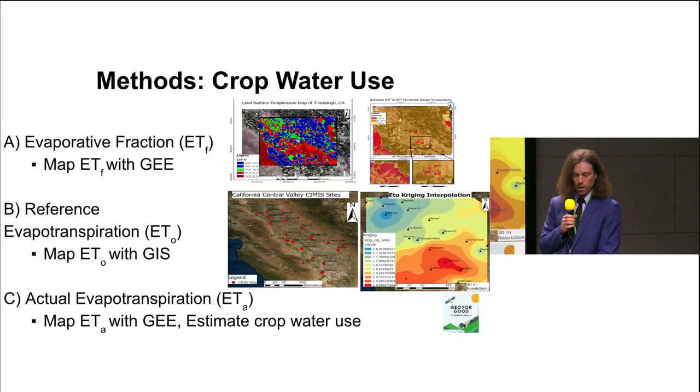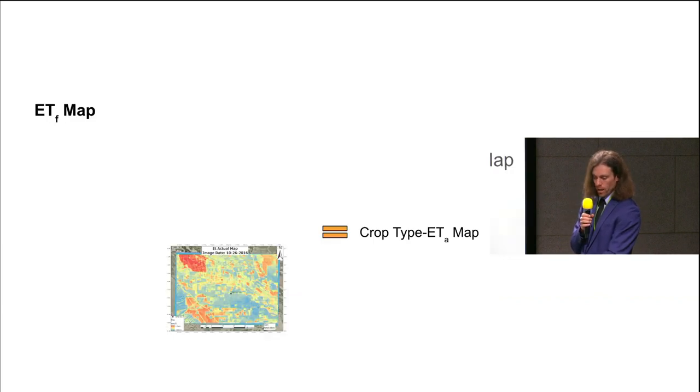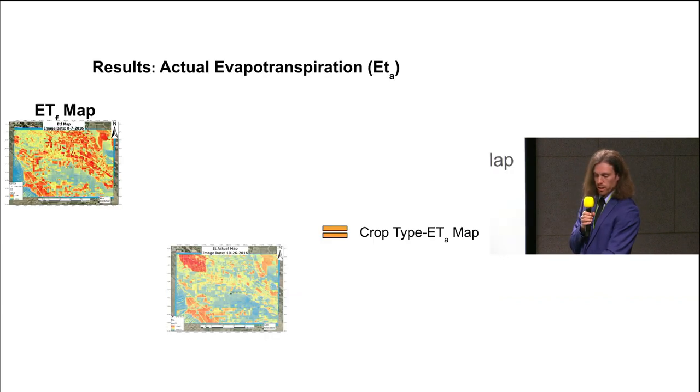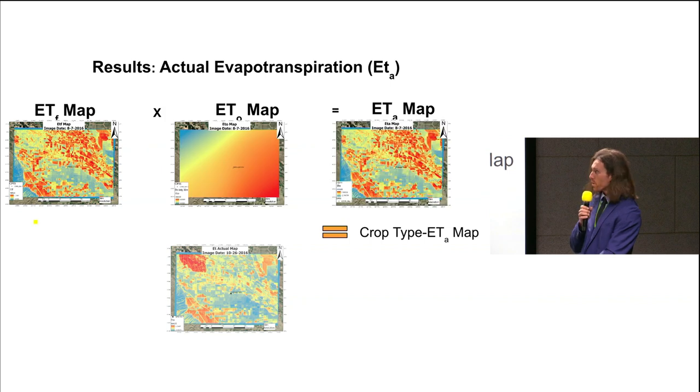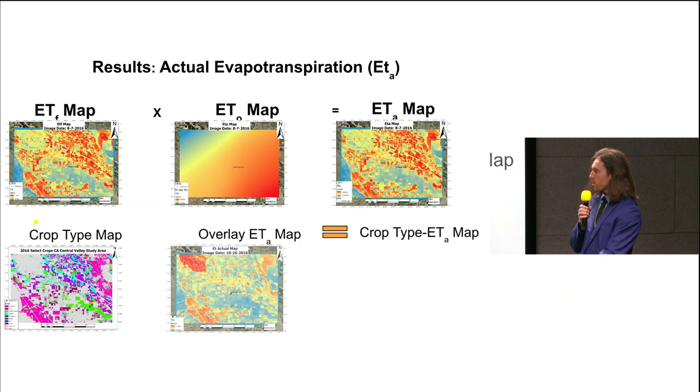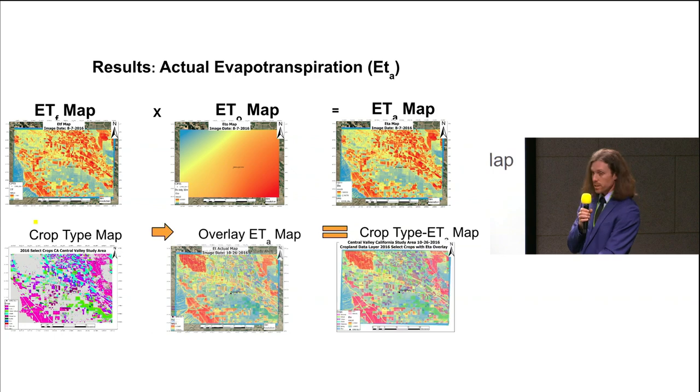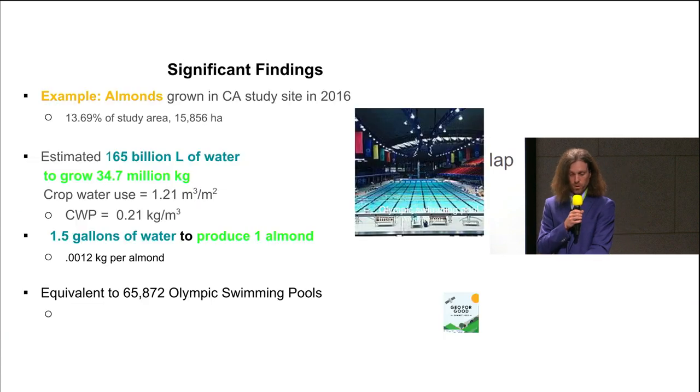of each individual crop. Then through a series of remote sensing calculations in Earth Engine, determined the actual evapotranspiration, which is a measure of water use. Here shows a sequence where we start with these different maps, overlay them, then we can overlay with a crop type map, and we can produce the amount of water that's used per crop.